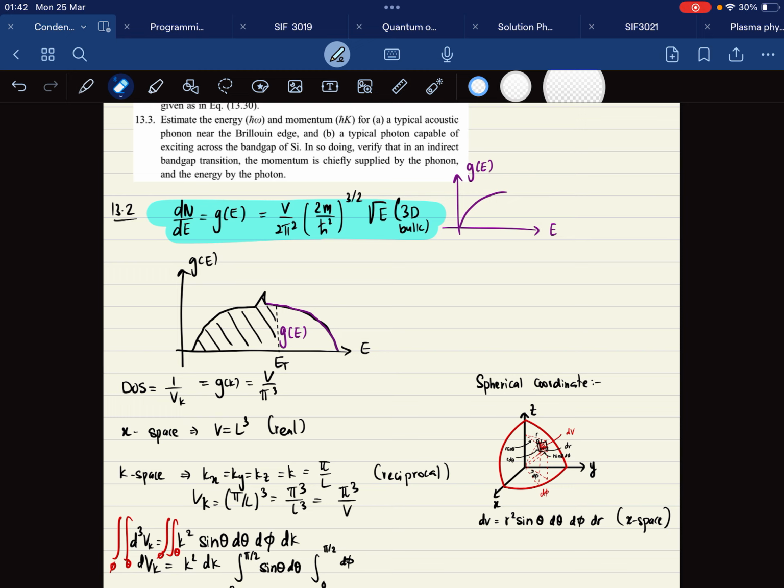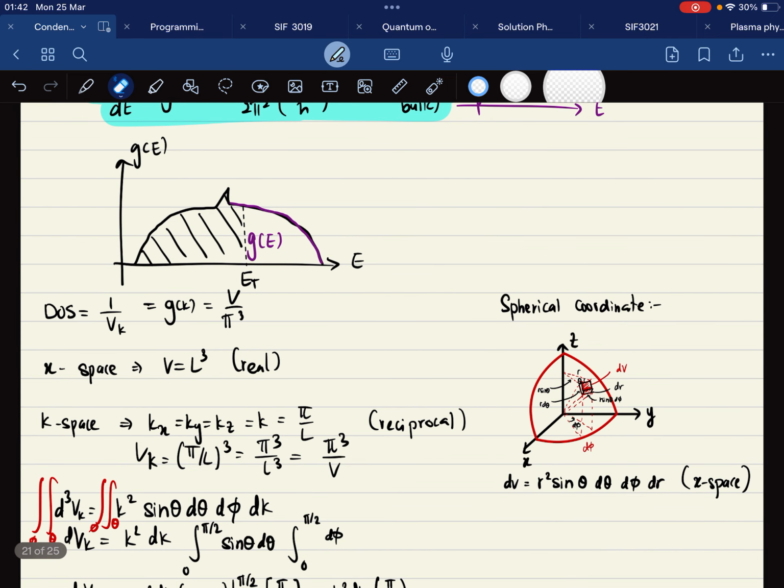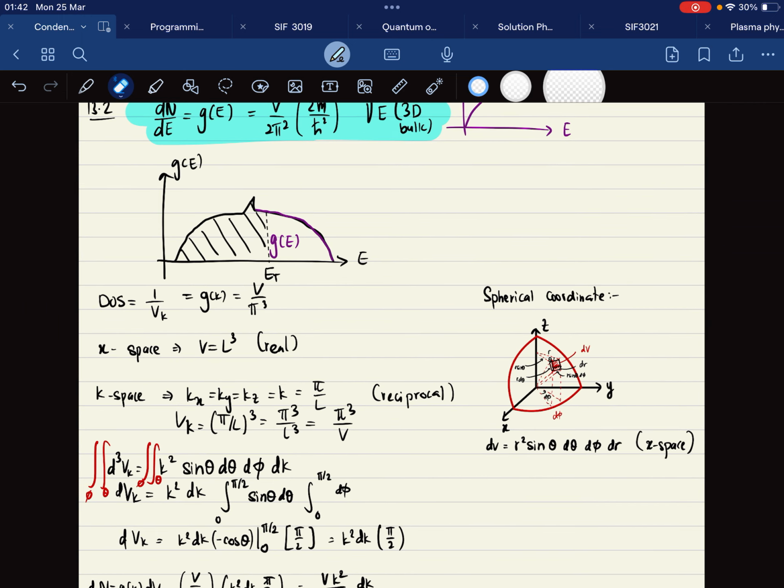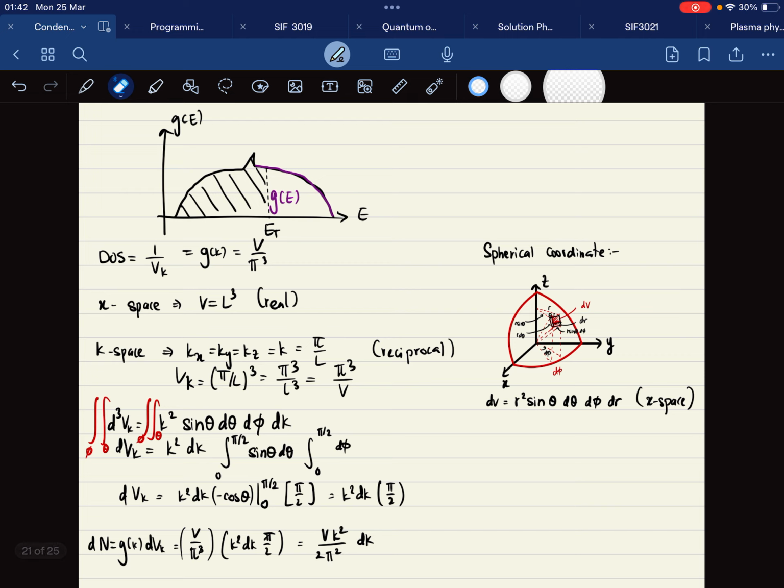Okay, so for x space you have the volume as L cubed, referring to the cubical three-dimensional shape. For the k space or the momentum space, the volume Vk is pi cubed divided by V, where V is from the x space volume. So we need to have the expression for Vk in terms of k, because from this we can derive the density of state. So we need to use the spherical coordinate.